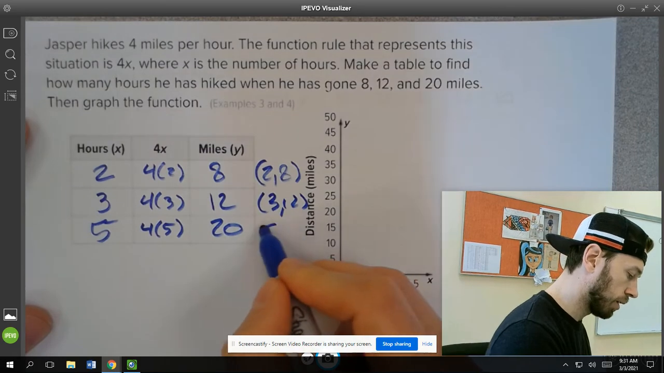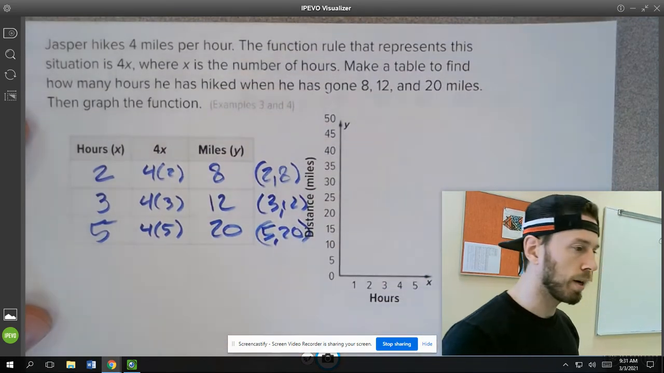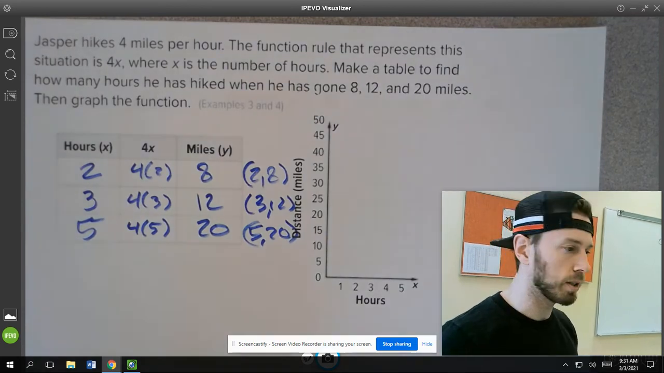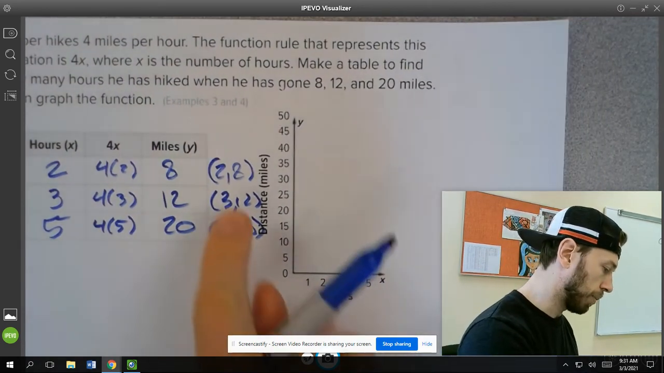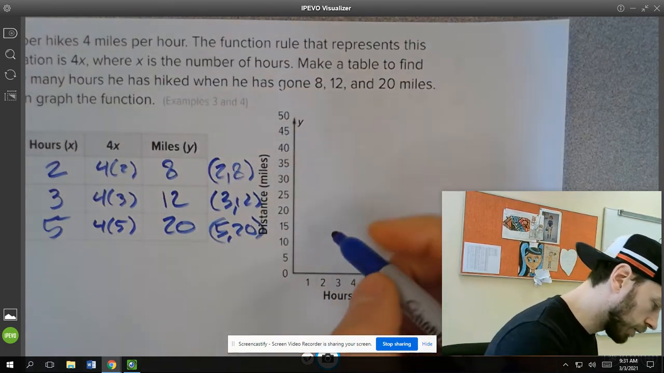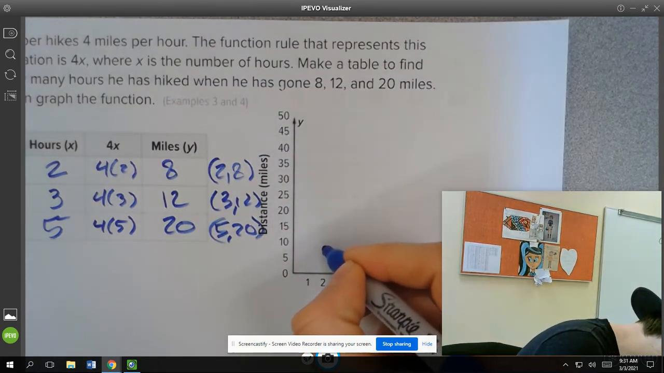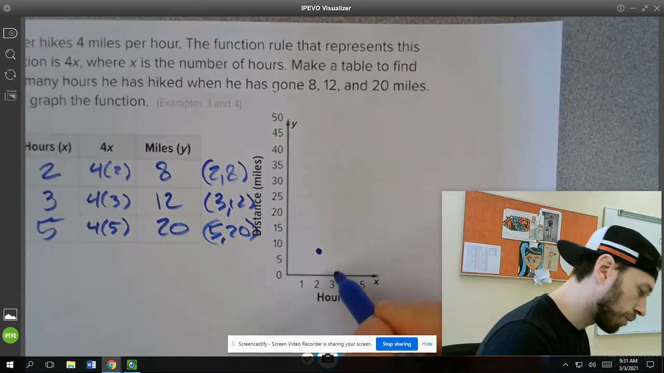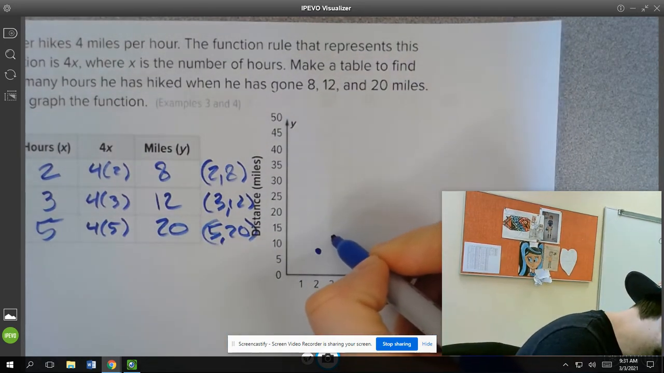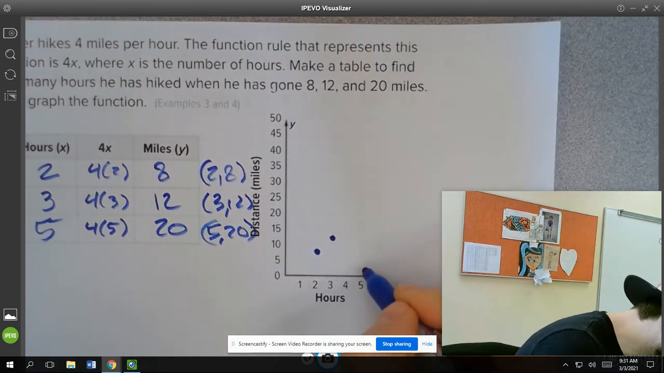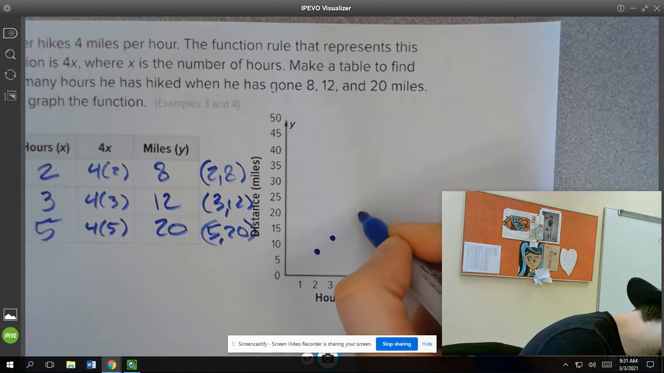3, 12, or 5, 20. We can actually take these points and graph them on our graph over here to show what that looks like. So, for example, 2 hours going 8 miles would be 2 hours, and then 8 is right about there. The next one would be 3 and 12, so we go 3 hours, and that's 12, which would be right there. And then 5 and 20 is right here.